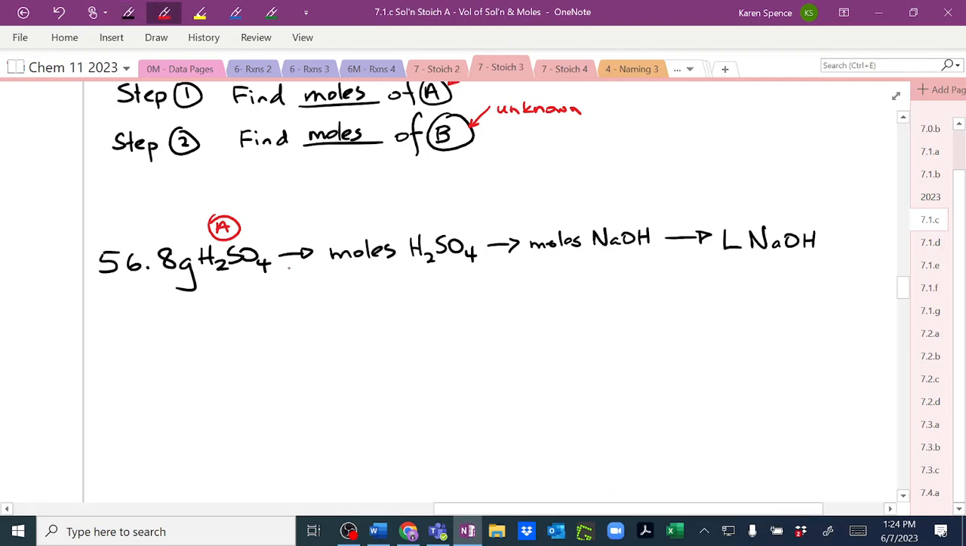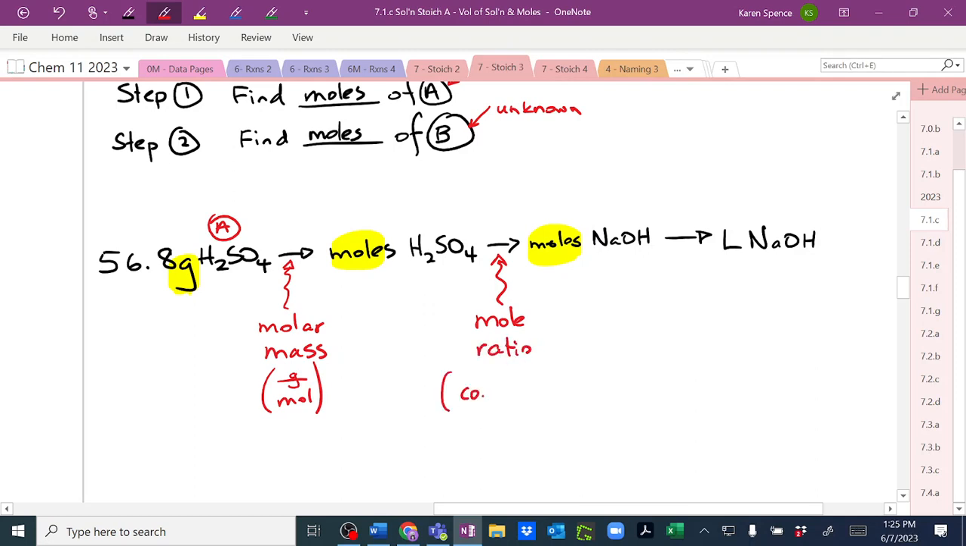What conversion factor do we use to go between grams and moles? Grams and moles, we use the molar mass. What's the unit of molar mass? Grams per mole. What do we use to go between moles of one thing and moles of the other thing? We use the mole ratio, which comes from the coefficients.